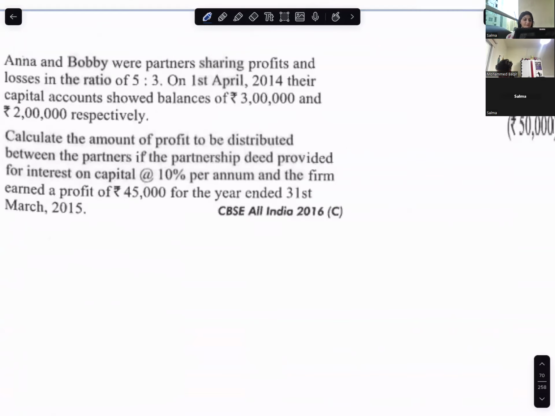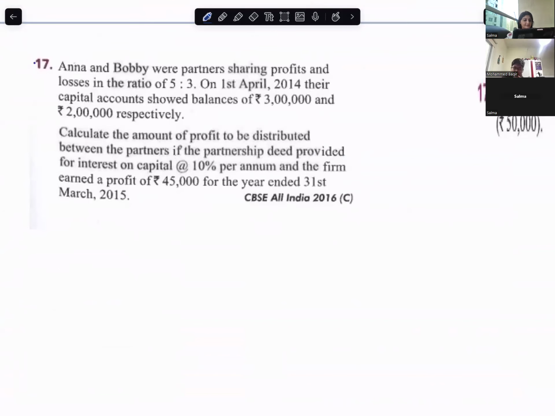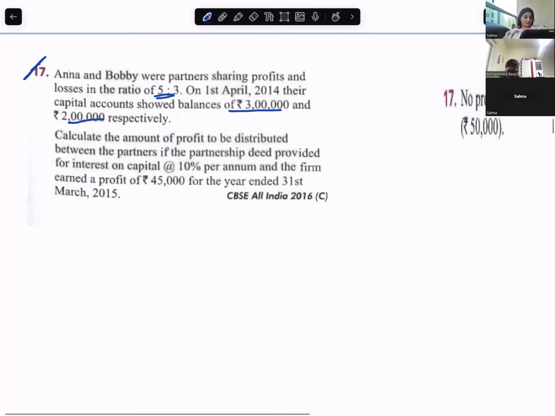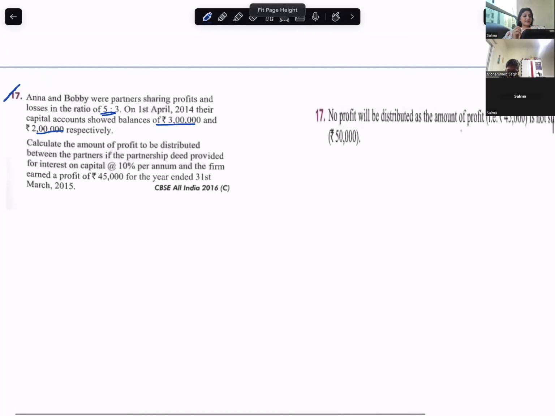Read the question, please, for me. Anna and Bobby were partners, sharing profit and losses in the ratio of 5:3. On 1st April 2014, their capital accounts showed balances of 300,000 and 200,000, respectively. Calculate the amount of profits to be distributed to partners if the partnership deed provides for interest on capital at 10%, and the firm earns a profit of 45,000.